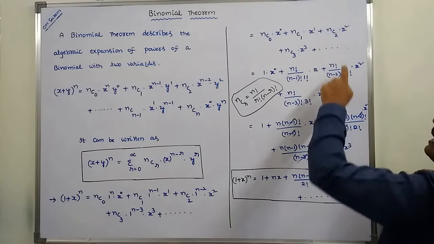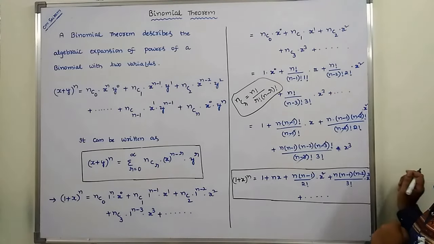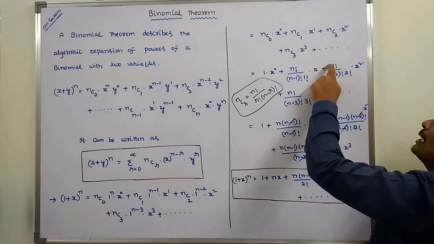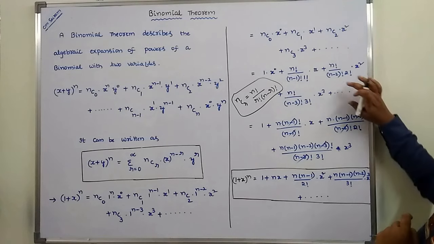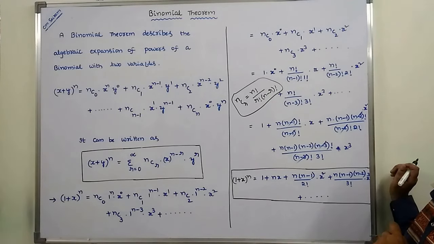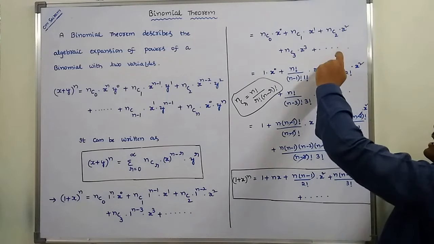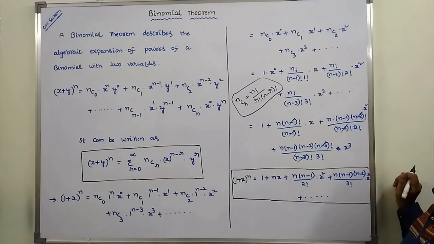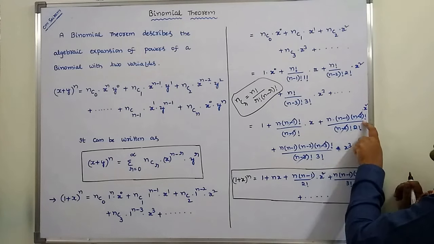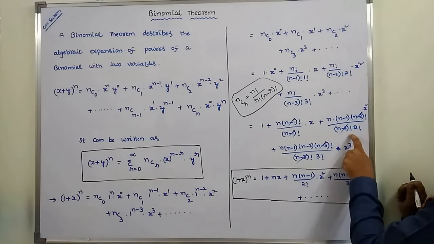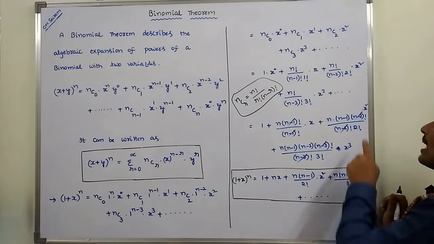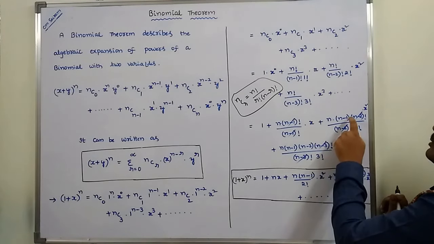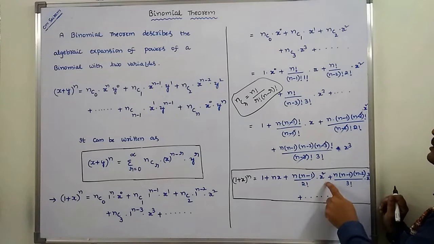Plus n factorial by (n - 2) factorial into 2 factorial. This can be written as n into (n - 1) into (n - 2) factorial, because the denominator contains (n - 2) factorial. To cancel it, n factorial can be written as n into (n - 1) into (n - 2) factorial, divided by (n - 2) factorial into 2 factorial. The (n - 2) factorial cancels, and the remaining is n(n - 1) by 2 factorial into x^2.